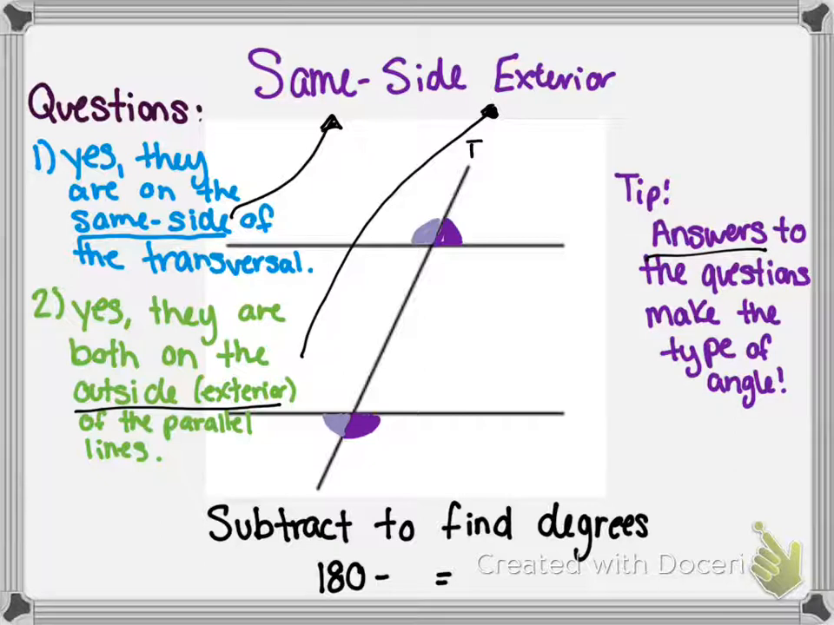In order to find the degrees, again, you're going to have to subtract, just like with these same side interiors. So let's say that this one right here is, let's give it 80 degrees. If this one was 80 degrees and we want to find the other same side exterior, we need to subtract 80 degrees from 180. That gives us 100 degrees as the same side exterior angle to the 80 degrees.